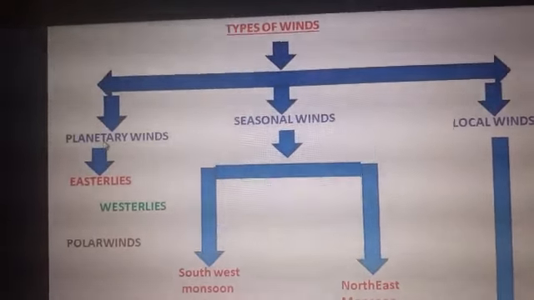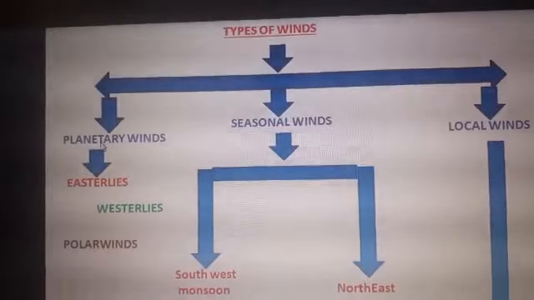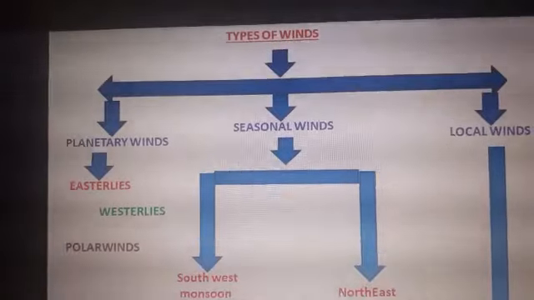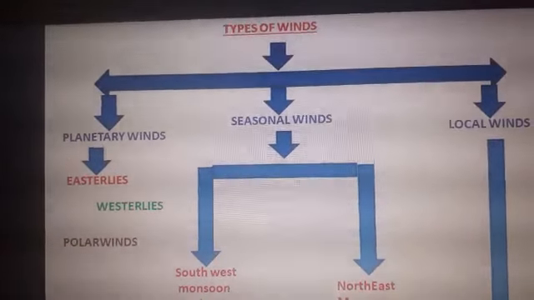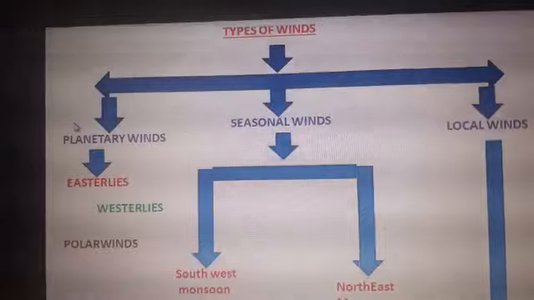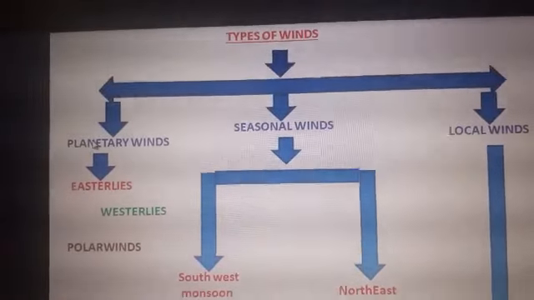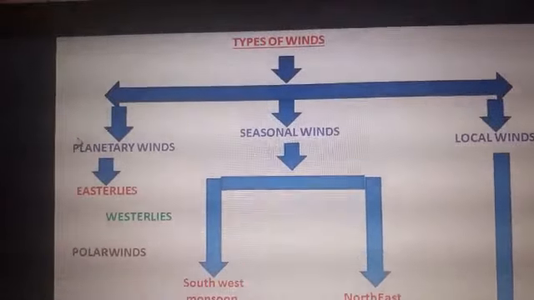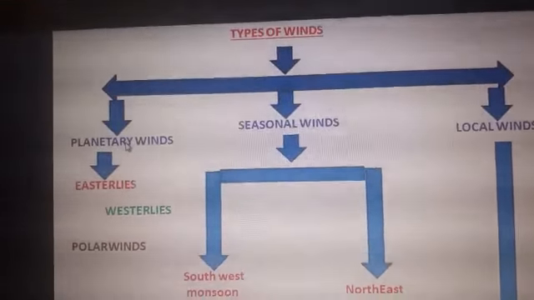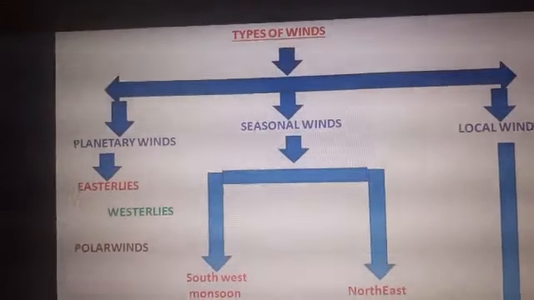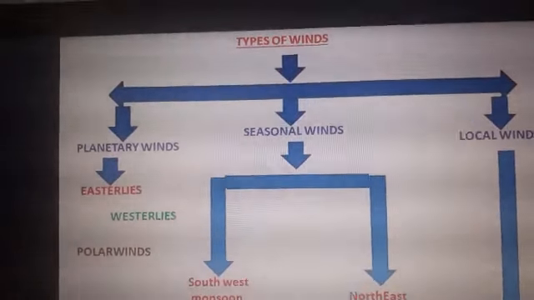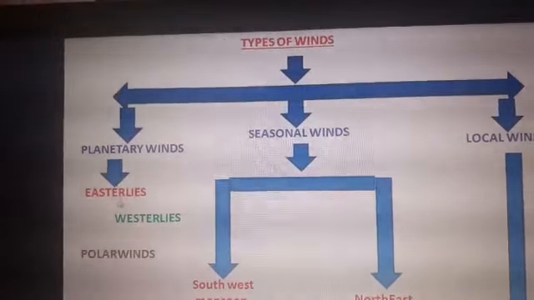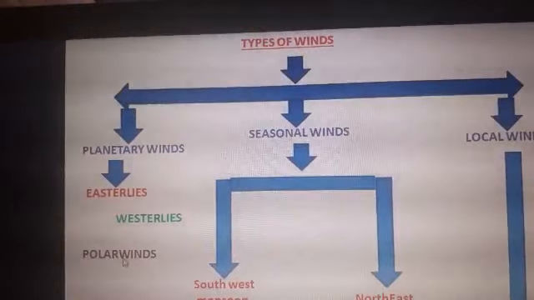Now what are planetary winds? Let me clear the concept. Planetary means first of all planet. We live on the planet Earth. So the winds which are blowing on the planet continuously, that is which are blowing on the Earth continuously, are called planetary winds. I hope this is clear. The wind which blows on the planet Earth continuously are called planetary winds. There are three types: easterlies, westerlies and polar winds.